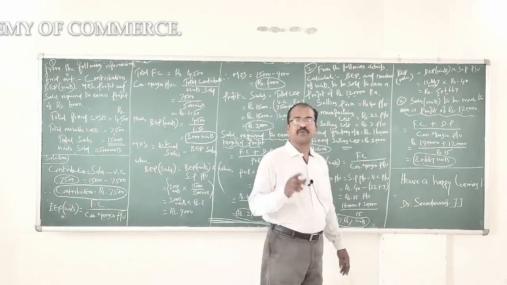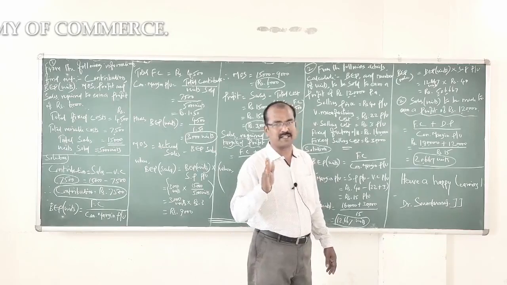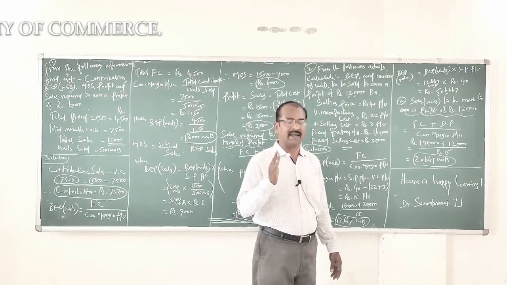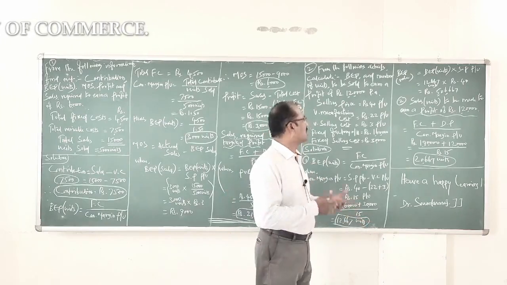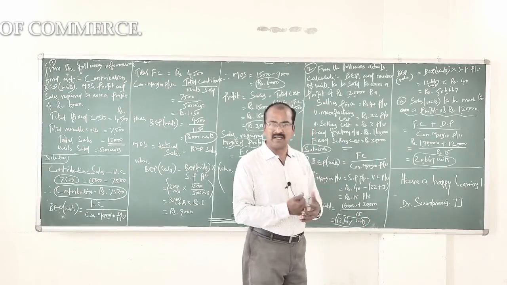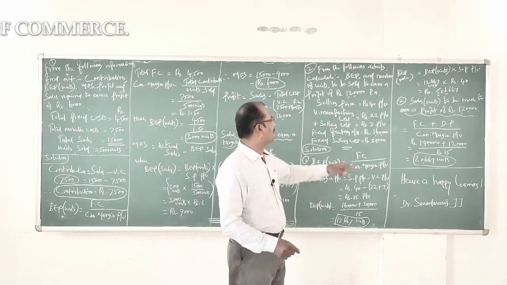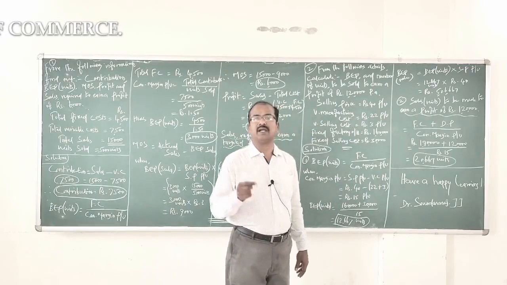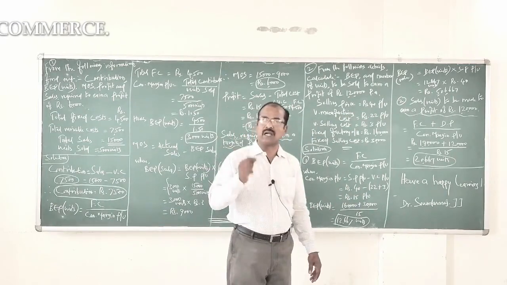The answer is 20,666.66 units, which could be written as 20,667 units. So, if this concern sells 20,667 units at the rate of rupees 40 per unit, it can very well earn the targeted profit of 1,20,000 rupees per annum.